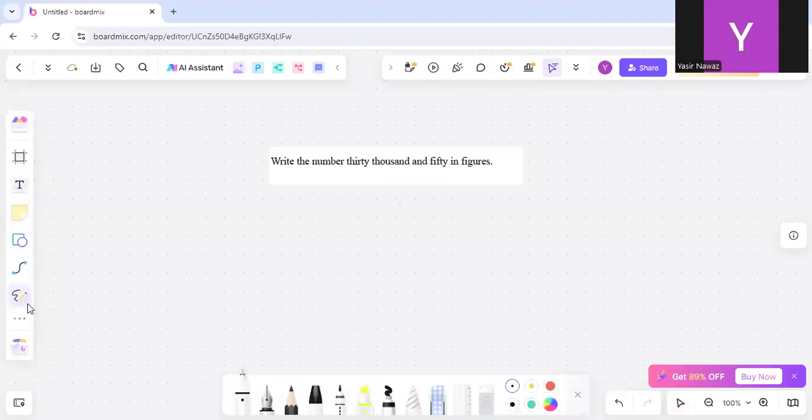I will start from the way of counting how many digits there will be in 30,050. So unit, tens, hundred, thousand, and 10,000. Because 30 is more than 10,000, there will be five digits. So it's 30,000, and because it's 50 only, the last two digits would be 50. So this would be the figure 30,050.